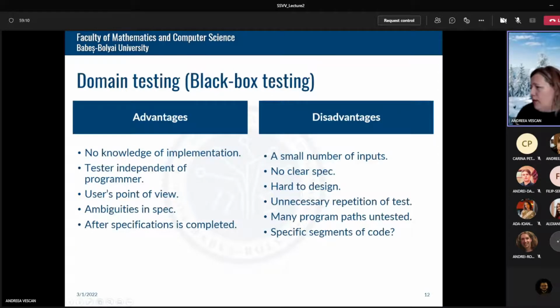Okay, before going to the example, I would like to ask if you have questions until now about black box testing.